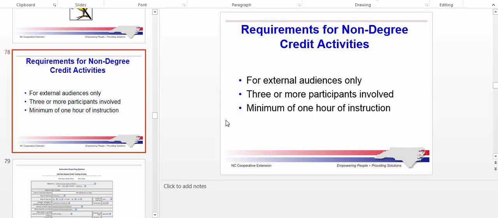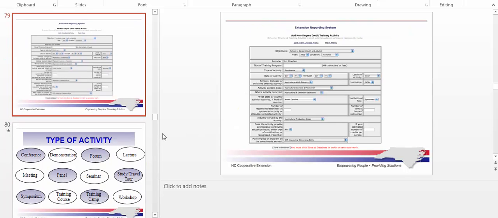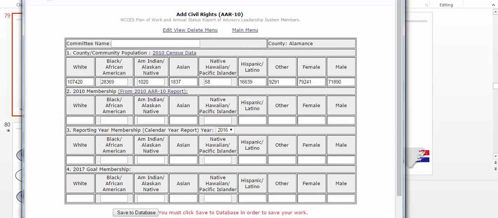It should be done as it occurs. I think it's good to, as you're doing the client contacts at the beginning, if you had a number of clients together and had 1 hour of instruction or more with that group, then you should include them in non-degree credit. I will say that this particular area is going to have some changes done to it. Now you can't see this real well. I could bring it up here on the other one, kind of give you an idea.